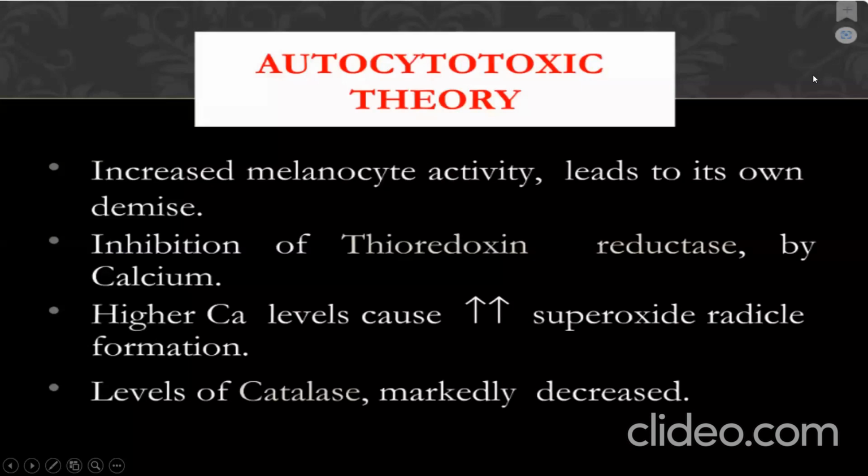Then autocytotoxic theory. Here there is an increased melanocyte activity that leads to its own demise. Inhibition of thioredoxin reductase by calcium. So higher calcium levels cause increased superoxide radical formation, which leads to the increased melanocyte activity. Levels of catalase are markedly decreased.